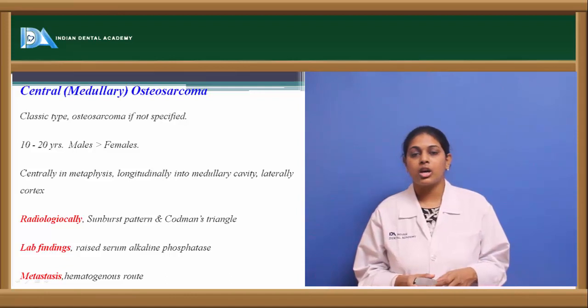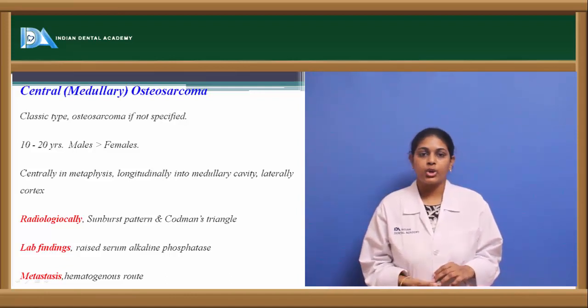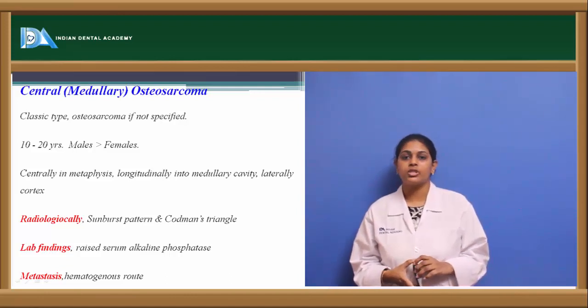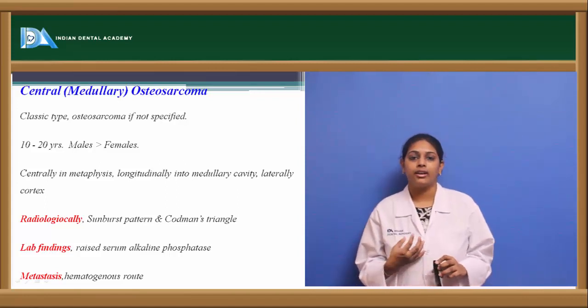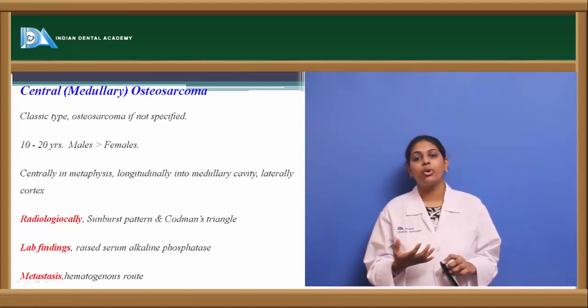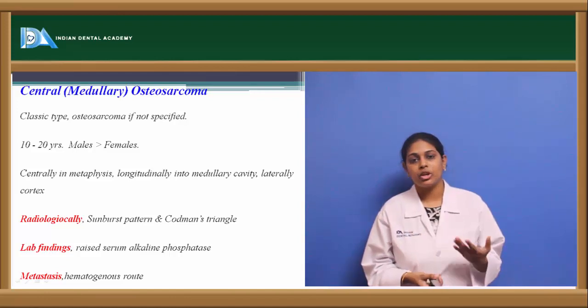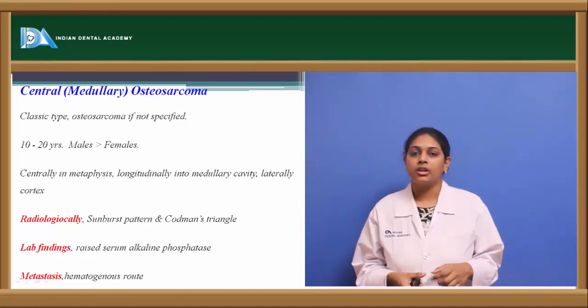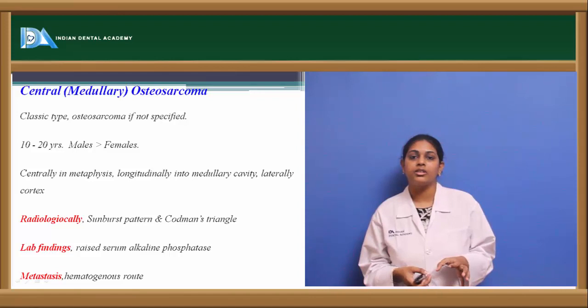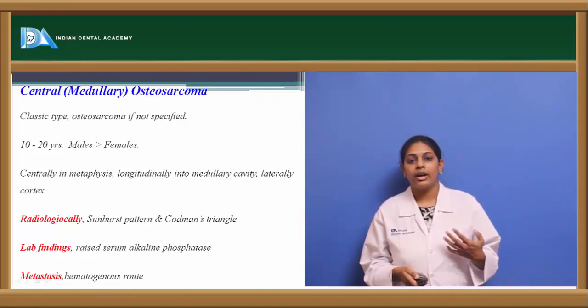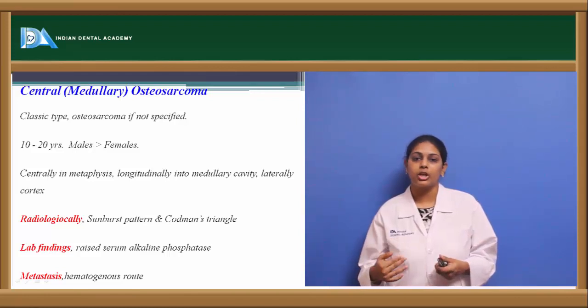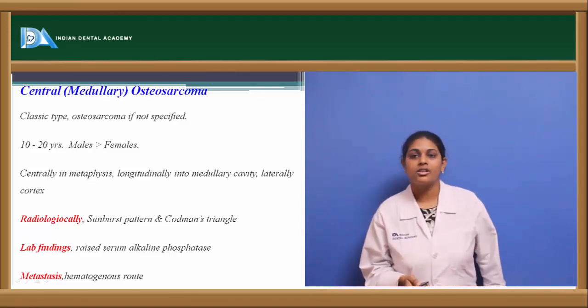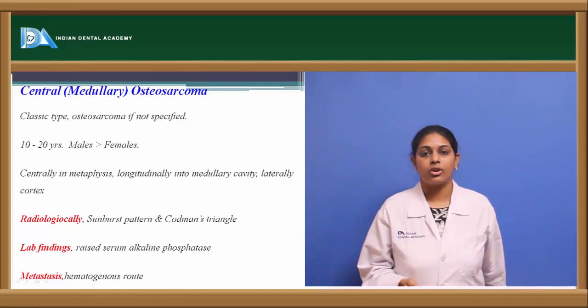And this osteosarcoma, since it's a malignant tumor, shows its property of metastasis, which shows that it is a true sarcoma or a true malignant tumor. These neoplastic cells, or the sarcomatous cells, usually spread to other areas through the hematogenous route, that is, through the circulating blood. So this is about the central medullary osteosarcoma.